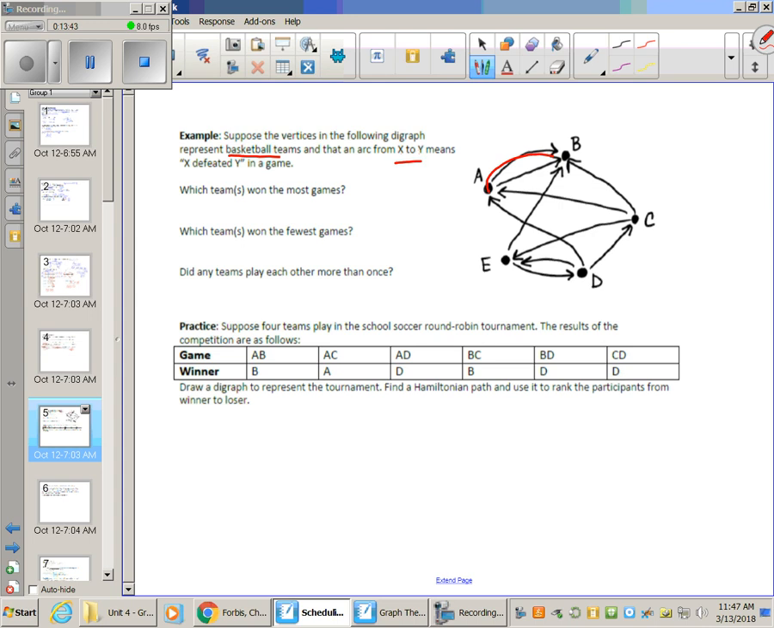Which team won the most games? Which team has more arrows coming out of it? Well, you've got A with 2 coming out, B with 0, and C has 3 arrows coming out. That means C won 3 times. Same with D: 1, 2, 3. So it looks like C and D won the most games because they have the most arrows pointing out from them. They have the biggest out degree.